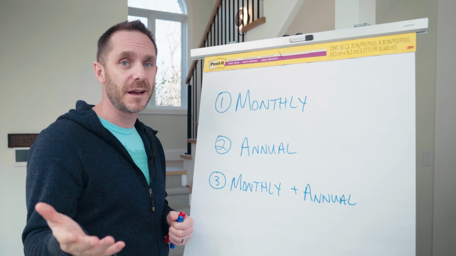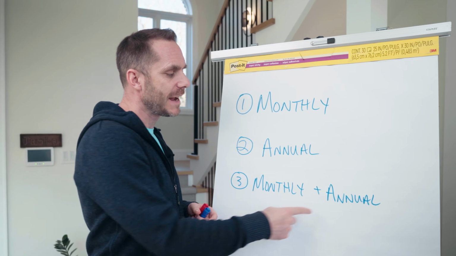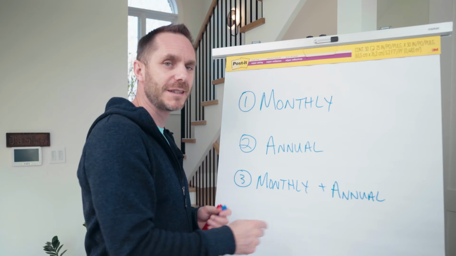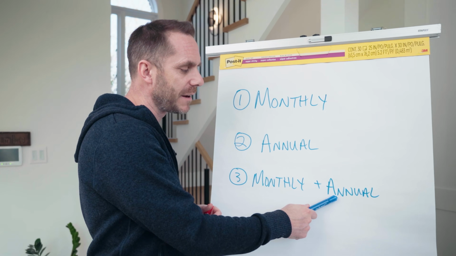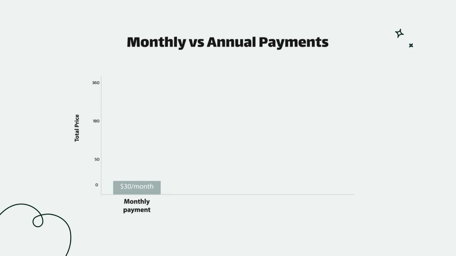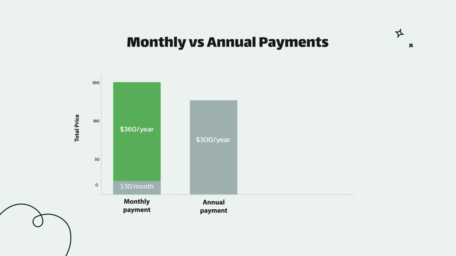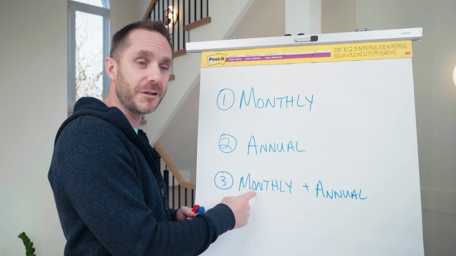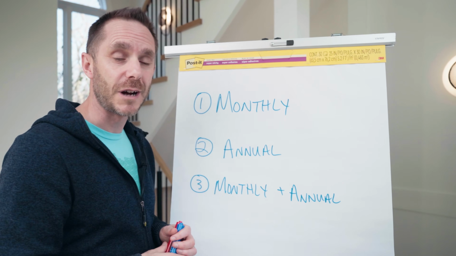Now, here's the pro tip on this. If you are structuring this, I love to recommend that you structure annual as a discount. So let's say monthly is $30 a month. Well, over the course of the year, that would be $360 for the year. You can incentivize people to sign up for that annual subscription by giving them 2 months for free. So this might be $30 a month, and this might be $300 for the year.